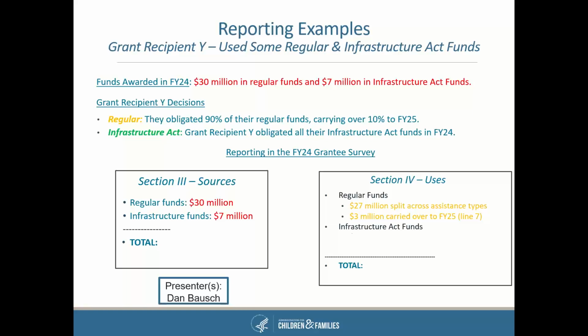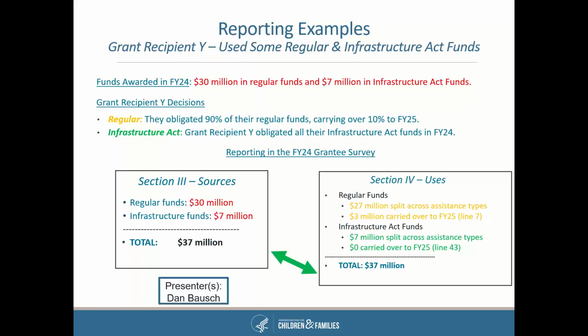Infrastructure funds, this example state decided to obligate all their Infrastructure Act funds in 2024. So that means all 7 million are going to get put on the different assistance lines or the administration line or the Assurance 16 line, depending on how they obligated those funds. And then 0 gets put on the carryover line. So just like the prior example, we see section 3 adds up to 30 plus 7 is 37 million. And section 4, when you add it all up, also adds up to 37 million.